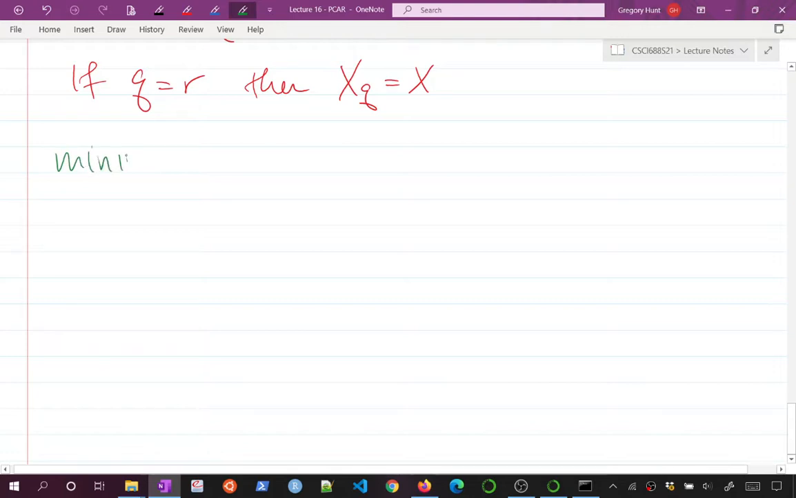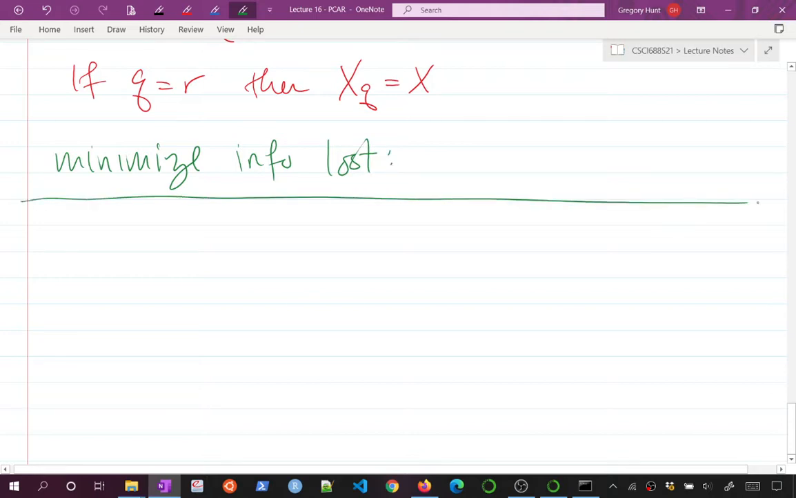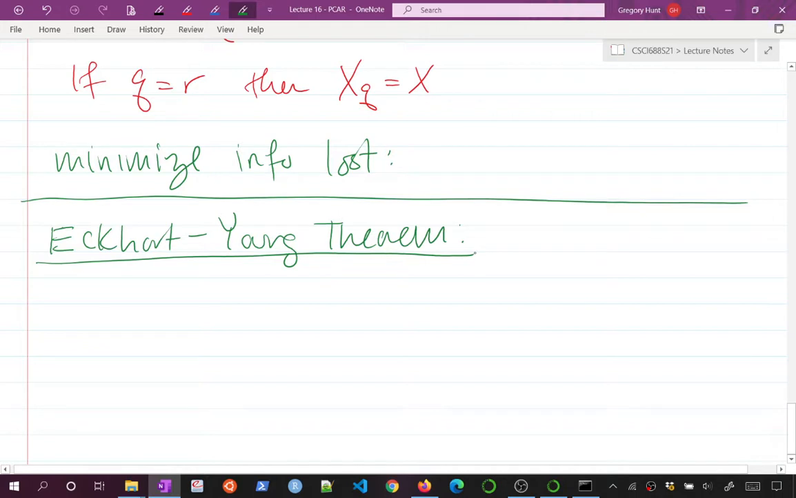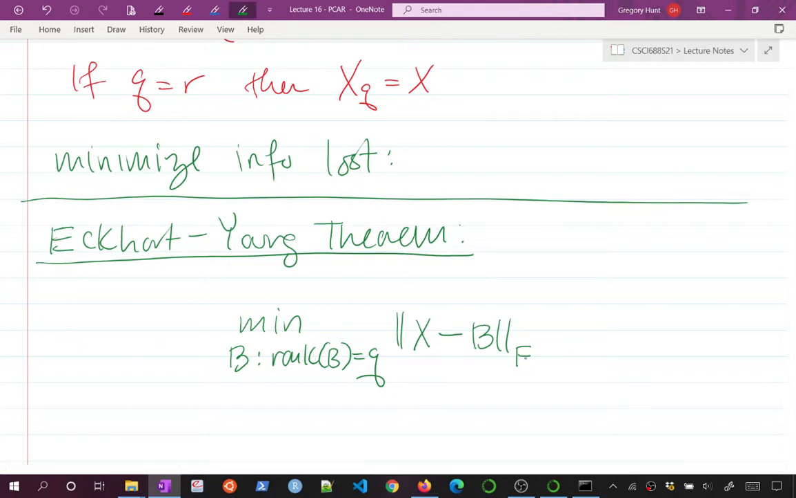Okay, so what does this have to do with our second kind of interpretation, which is that we want to minimize information lost? I'm not going to go through a whole proof of this, but I'll just summarize it by saying there's something called the Eckart-Young theorem. And the Eckart-Young theorem says that if I want to minimize, over all matrices B where the rank of B is some Q, the difference between my original data matrix and some other matrix, and we're going to measure the difference with the F norm, which is just the sum of the squared differences of elements in these matrices, right?